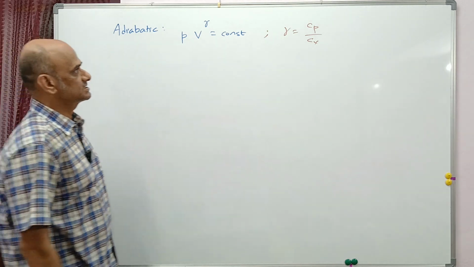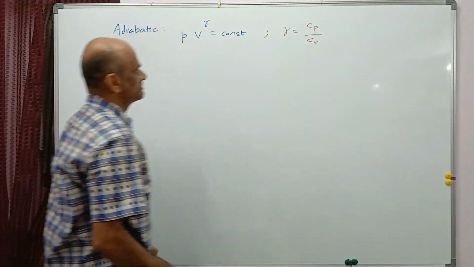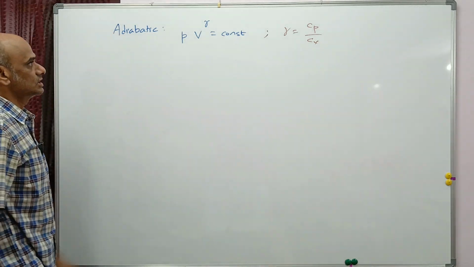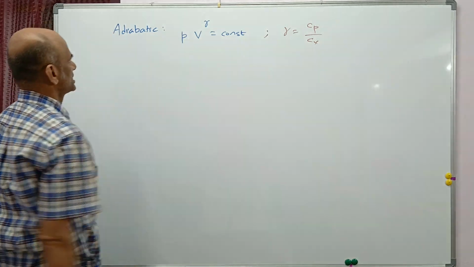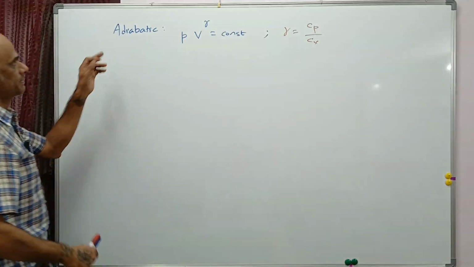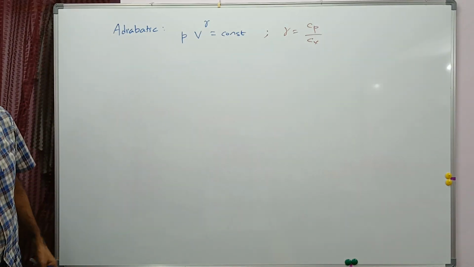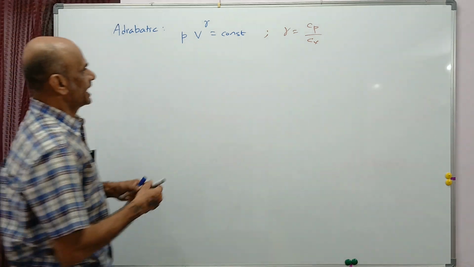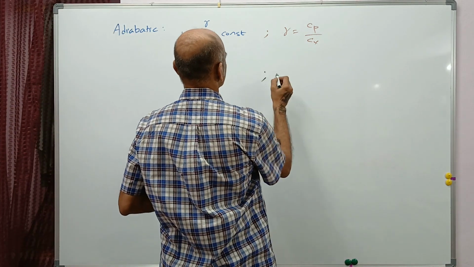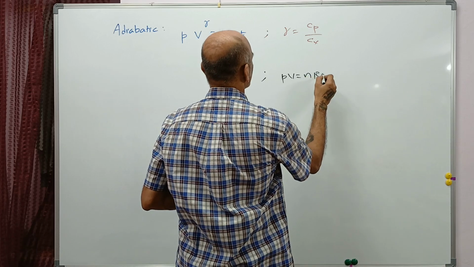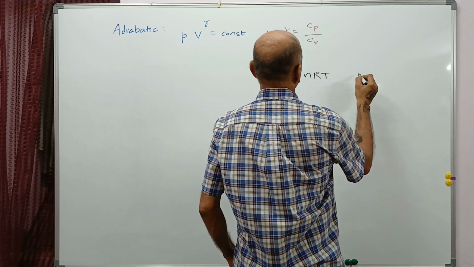So for a given gas, Cp and Cv are known. From that, you can find gamma. So once the gas is known, gamma is known. So the pressure and volume of the gas can be changed, satisfying this relation for an adiabatic process. And let us consider an ideal gas. For an ideal gas, we have this relation PV equal to nRT for an ideal gas.